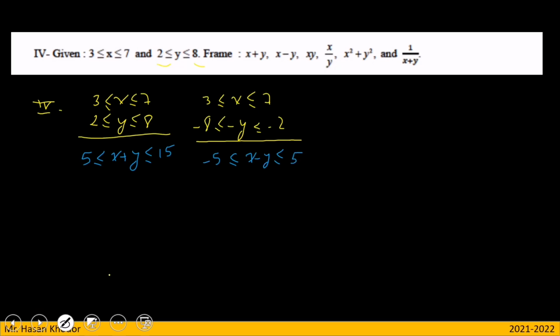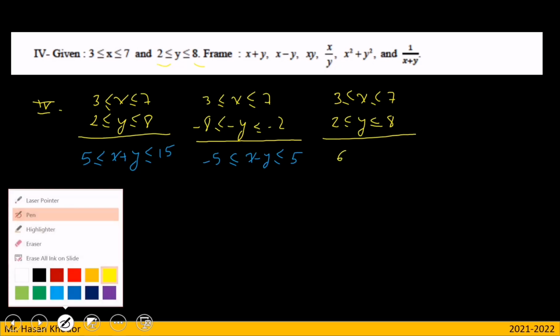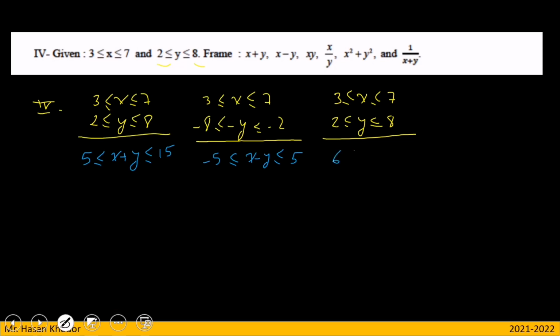What about finding x times y? Simply, we write x, we write y, and directly we multiply them, no problem. 6. Okay, let's go to the black color now. 6 is less than or equal to xy, less than or equal to 7 times 8, which is 56.